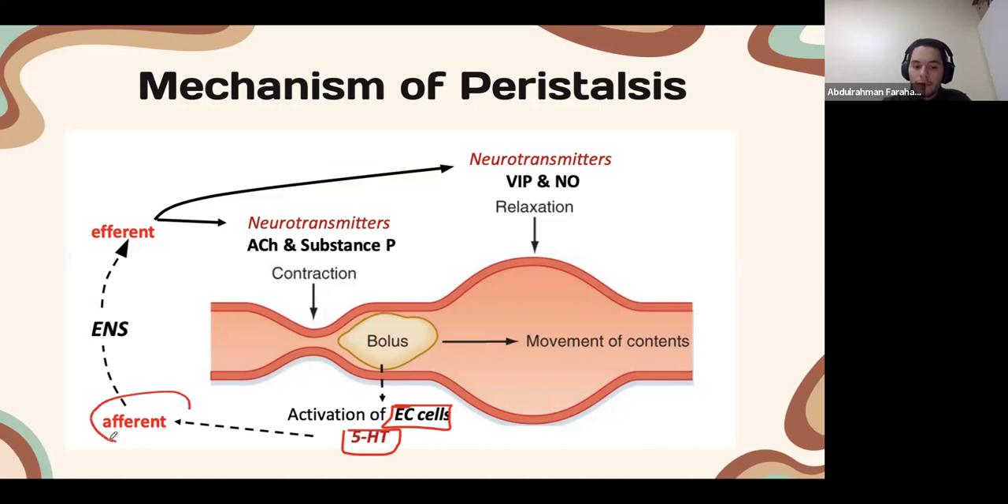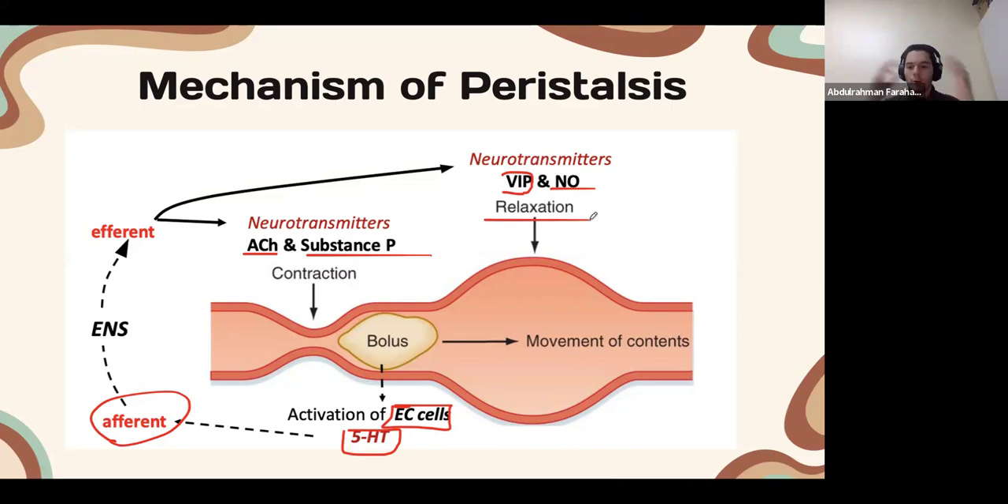Serotonin goes to the afferent neurons and stimulates the afferent neuron of the enteric nervous system. Again, peristalsis is controlled by the enteric nervous system. The afferent to the enteric would stimulate or activate the efferent, or motor neurons. And then the efferent, as you can see, has two parts. The first part would go behind the bolus, so more orally, and release acetylcholine and substance P, and this would induce contraction. The other part would go after the bolus, or aborally, and release vasoactive intestinal peptide and nitric oxide. And as you said, these would cause relaxation.